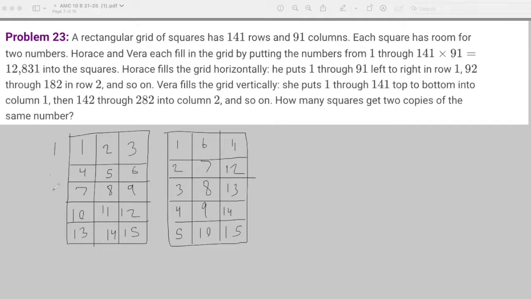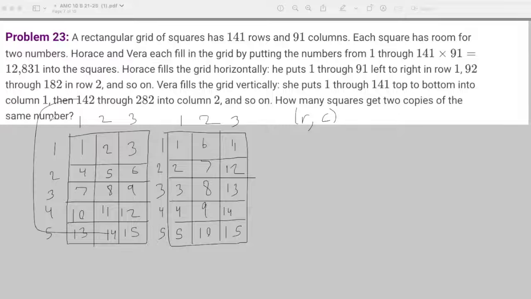So we can write in the row numbers 1, 2, 3, 4, 5 and column numbers 1, 2, 3, and in general we can just let the coordinate be r comma c. And we're going to see that there is actually a linear relationship here, in terms of r and c, that gives us the entry of the grid. So let's first work with Horace's grid.